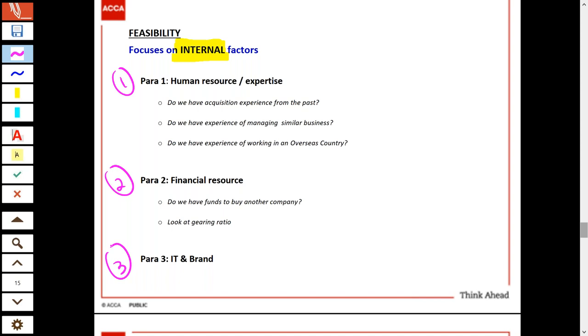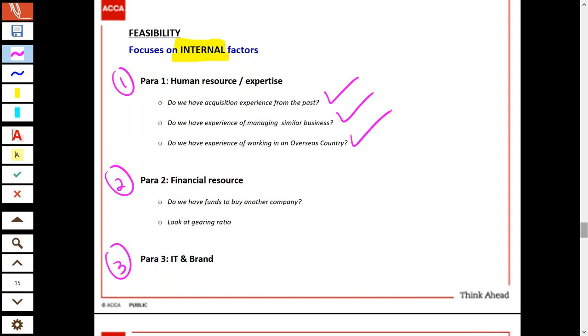Okay, so I need you to cover 3 paragraphs in feasibility. The first paragraph will talk about human resource and expertise, so you need to write 3 small paragraphs. The first paragraph will talk about, do we have acquisition experience from the past? If we are planning to acquire a company, the first thing I would like to know is whether we have the experience of acquisition, because acquisition is not easy. It requires certain expertise.